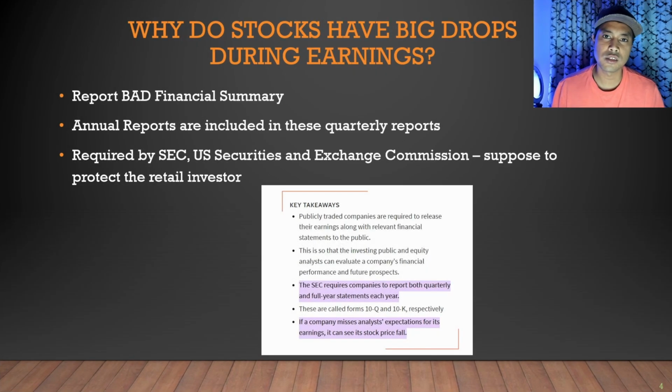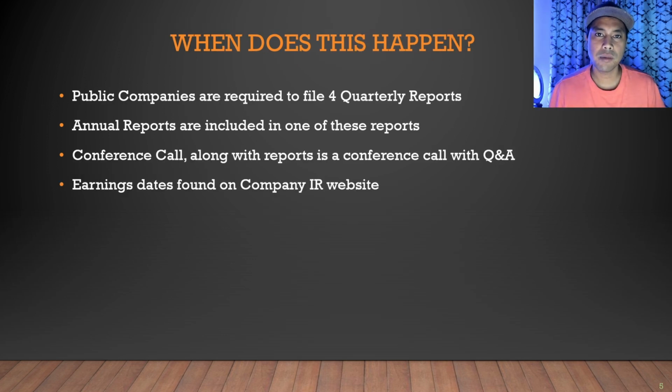The single big reason the stock drops during earnings is because it reports bad financials. And these sell-offs are so damaging to the company that the stock price can drop by over 50%. Public companies are required to file 4 quarterly reports, and in one of these quarterly reports, they'll have an annual report for the last financial year.